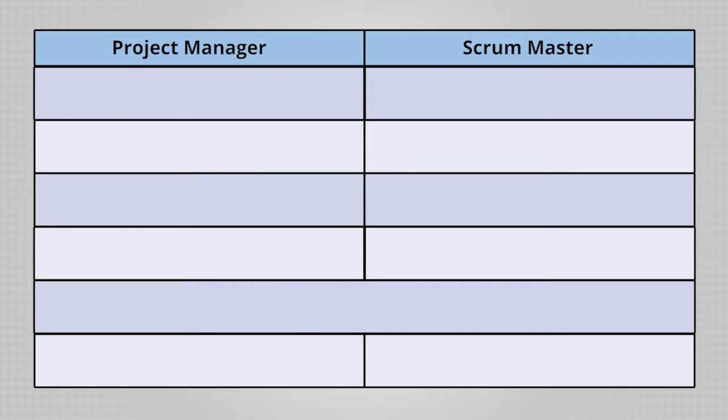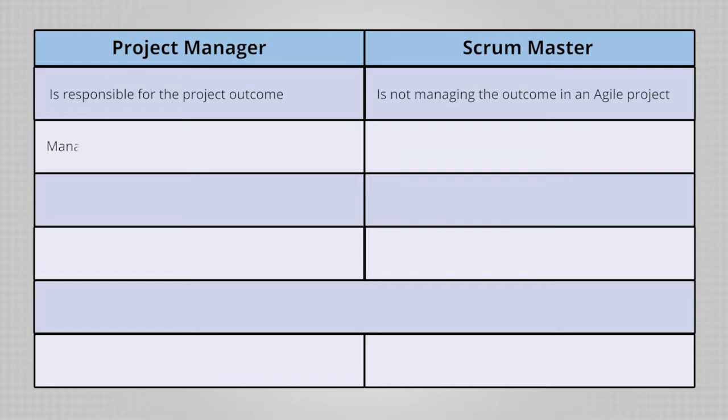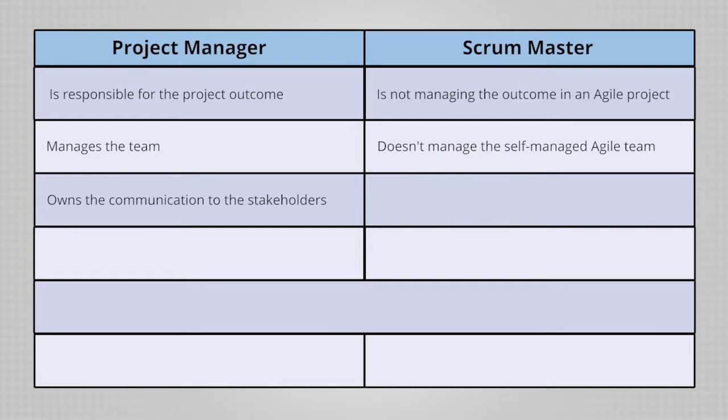Here's a list of comparisons between the Scrum Master and the Project Manager. 1. The Project Manager is responsible for the project outcome. The Scrum Master is not managing the outcome in an Agile project. 2. A Project Manager manages a team. The Scrum Master doesn't manage the self-managed Agile team. 3. The Project Manager owns the communication to the stakeholders. The Scrum Master needs to be prepared for this only when the product owner is unavailable.